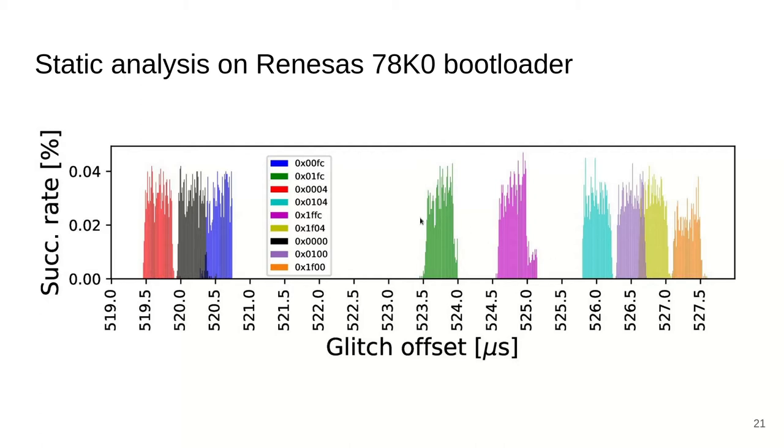So that's how we leveraged static analysis for voltage glitching, while completely ignoring the other glitch parameters, such as voltage and width. We set the voltage to 0 and the width to 100 nanoseconds, so just constant.